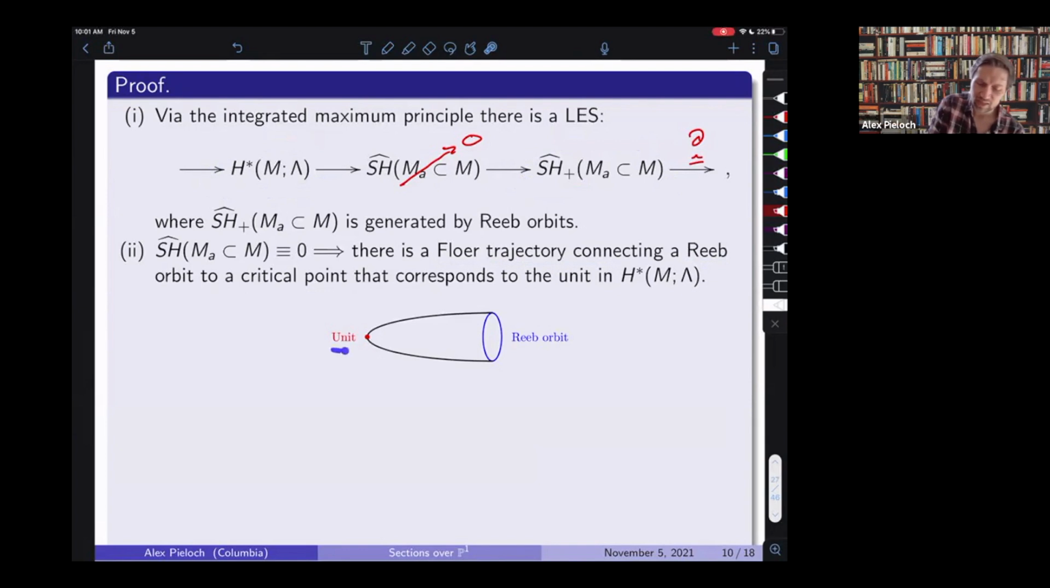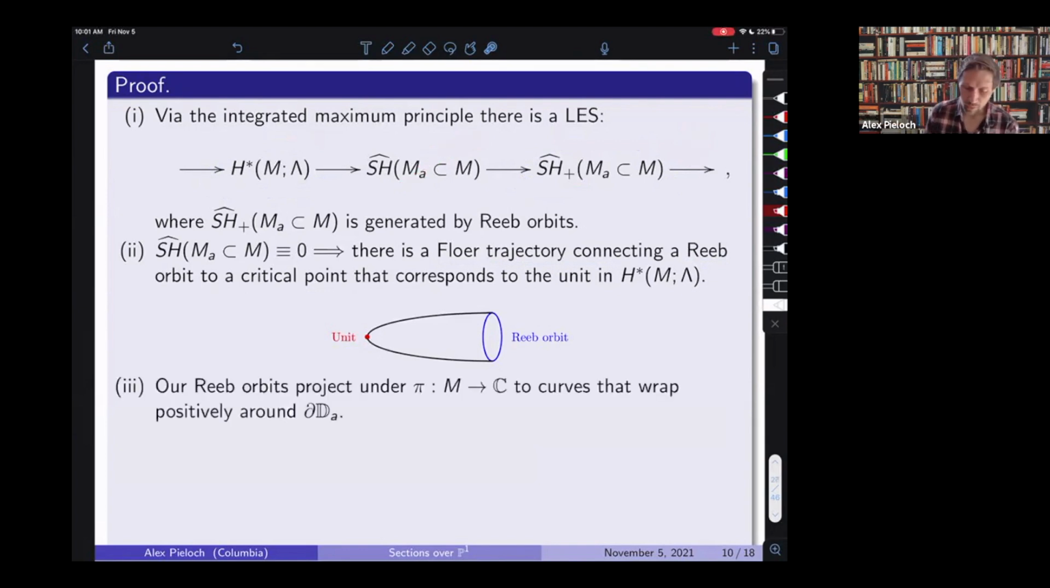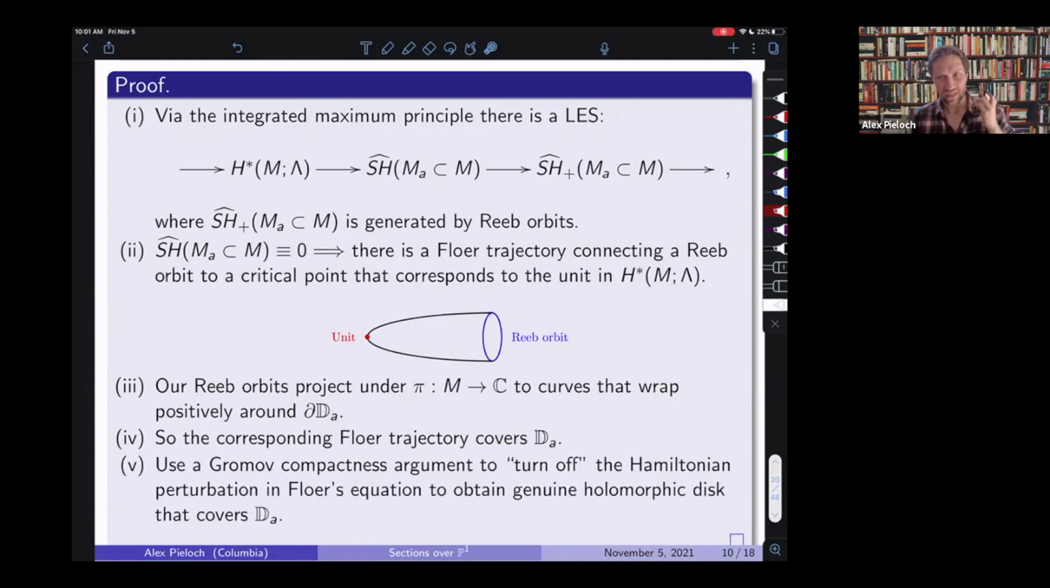So in particular, I can just take the unit inside of cohomology. If you unwrap this, you remember that the Reeb orbits were things that wrapped positively around the boundary of our disk. And so particularly, this is saying that we can find some Floer trajectory that is covering the disk of radius A. So the vanishing of this local symplectic cohomology is witnessed by pseudo-holomorphic planes that are sweeping through points inside of our domain. Okay, so the rub is that these Floer trajectories are not actual holomorphic curves.